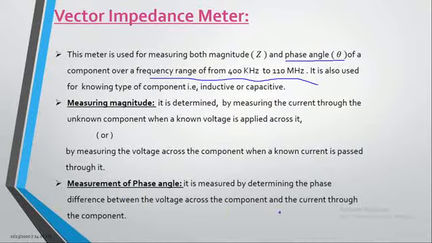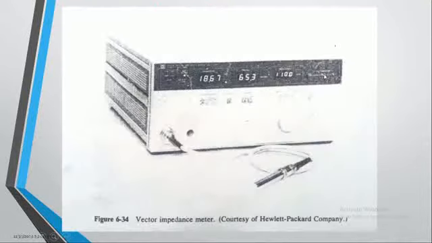So we focus on the voltage waveform and current waveform, calculate the phase difference between them, and we can easily calculate the phase angle. This meter is especially used for calculating the magnitude, that is the impedance, as well as the phase angle. Using the phase angle, we can comment whether the element is capacitive or inductive in nature. So let us go over the block diagram. This device is able to work over the frequency range from 400 kilohertz to 110 megahertz.